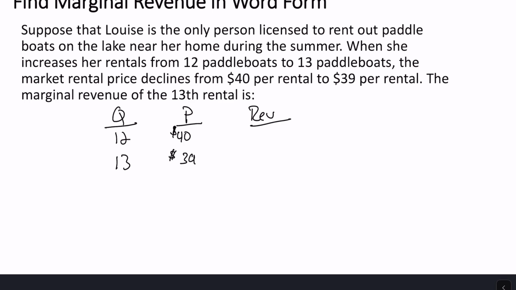Our revenue is just going to be multiplying those two, so 12 times 40 and 13 times 39. We'll get revenue of $480 for 12 paddle boats, $507 for 13 paddle boats. The difference there would be a positive $27. So our revenue will go up by $27 for lowering that price and selling more paddle boats.